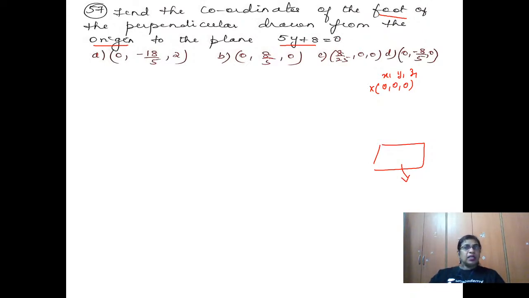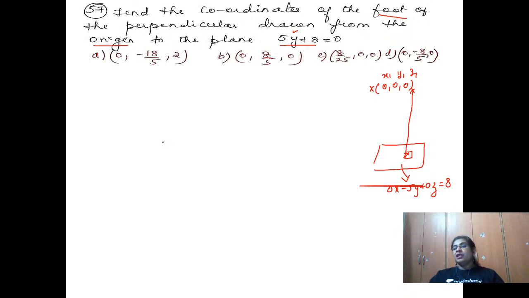Can distance become negative? Distance cannot become negative. Instead, the direction ratios of the plane can become negative. So I shift this to the other side. The equation of the plane I am getting here is 0x, minus 5y plus 0z is equal to 8. Now suppose this is a point and you are dropping a perpendicular. The coordinates of the foot of the perpendicular are asked.